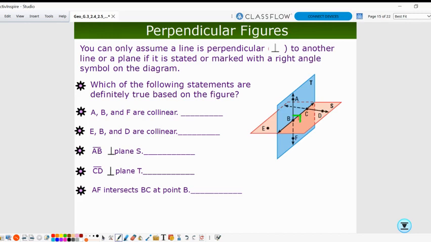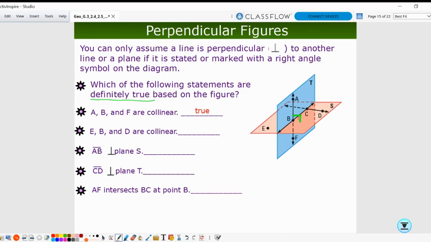Which of the following statements are definitely true based on the figure? Now this is like a two-dimension drawn on a one-dimensional sheet, so it's hard to see all of this. But let's see, A, B, and F are collinear. I can definitely see a line being drawn through them. F is on the blue plane. It's going up and down. So are they collinear? They are.